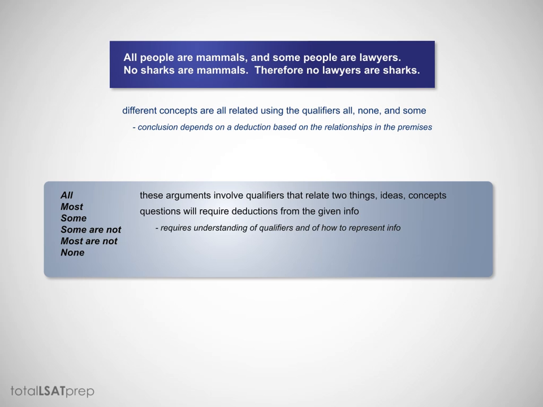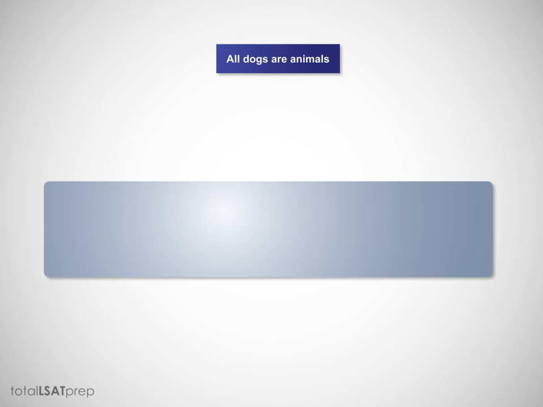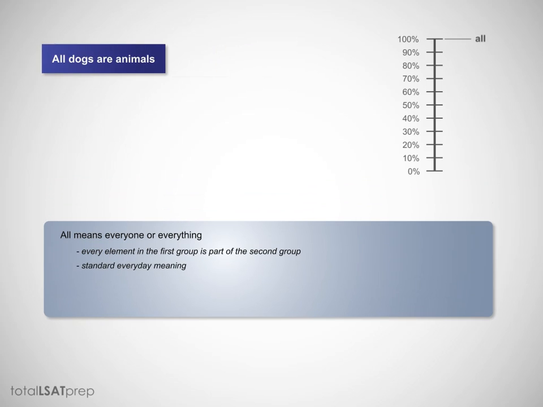Okay, so let's take a closer look at one of the qualifiers, all. So we have here a statement, all dogs are animals. So, all means everyone or everything. And this is that every element in the first group is part of the second group. And this is a standard everyday meaning. So we have here that bar on the right, the percent bar, and we see that all corresponds to 100%. It's your basic intuitive understanding of all.